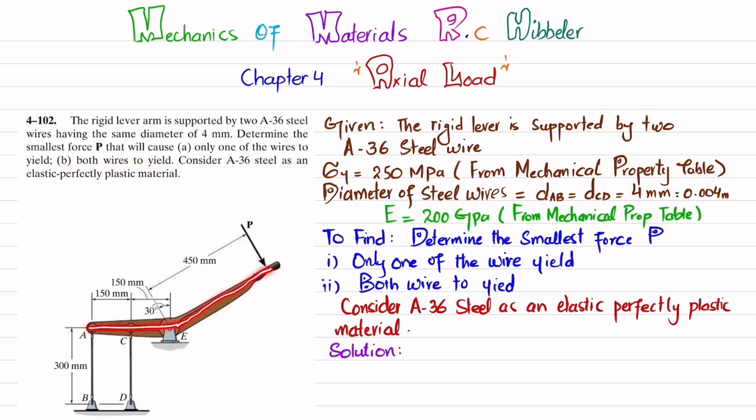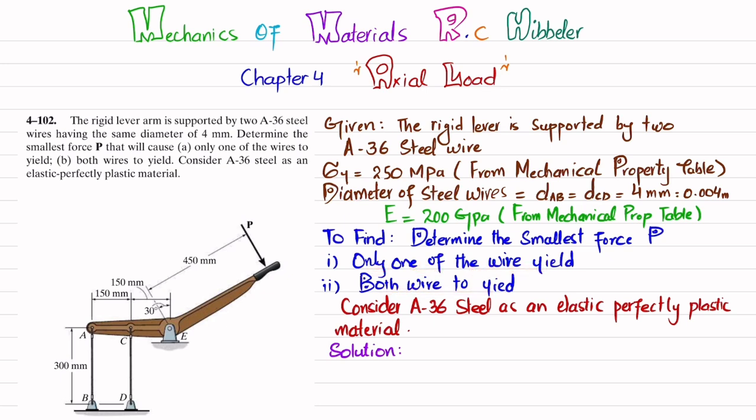So you can see this is a handle where P load is applied and there are wires AB and CD. At point E, there is a pin support. So you have to find this force P which will cause one of the wires to yield, and in B part, both wires to yield. The material is A36, so I have written the given data. The rigid lever is supported by A36 steel wires, and the yield stress of these wires is 250 megapascal. That is taken from mechanical property of the table, and E is also taken 200 gigapascal. Diameter of both wires is same, which is 4 millimeter or 0.004. So you have to find the P for one wire to yield and both wires to yield.